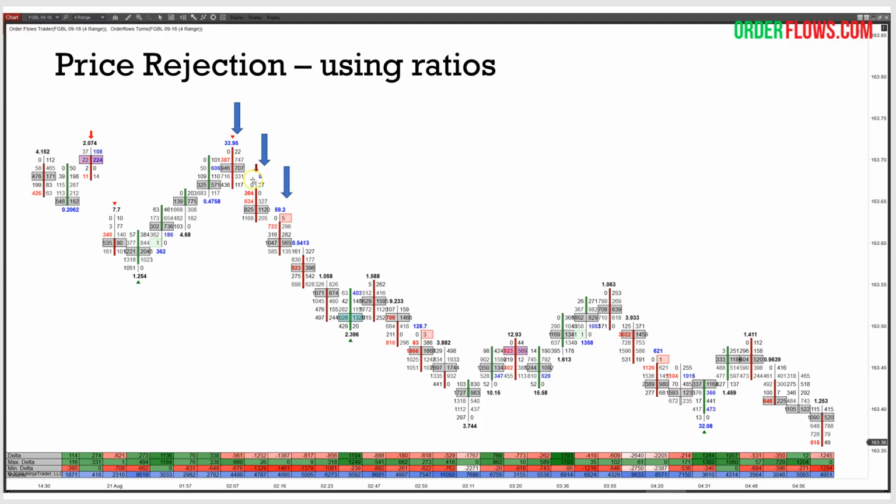And you can see here, bearish ratio, bearish ratio, bearish ratio, bearish ratio, and price rejection are these three right here. So as you hit this high, you got signs of price rejection, and the market just sells off naturally. So these are the ratios that are in the Orderflows Trader software.